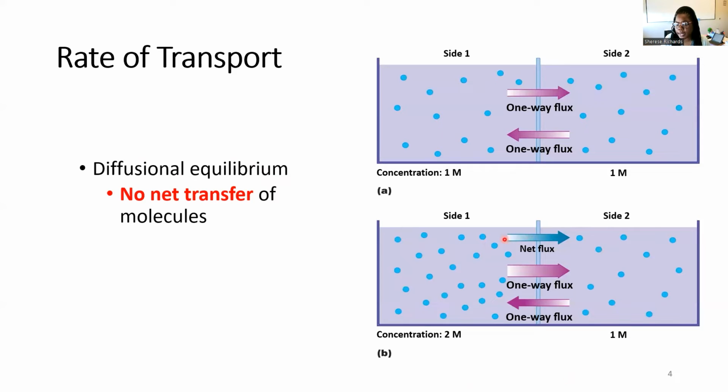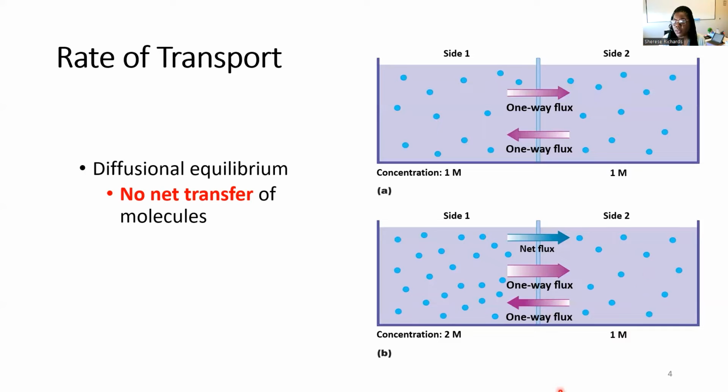Let's take a different scenario. Let's say that there were different particle concentrations. In side 1, we have 2 moles, twice the amount of side 2, which has 1 mole. So here we definitely have a concentration gradient. We are seeing a one-way flux of particles from side 1 to side 2, which is really large because it's a larger concentration gradient, and we're also seeing a one-way flux of particles from side 2 to side 1.